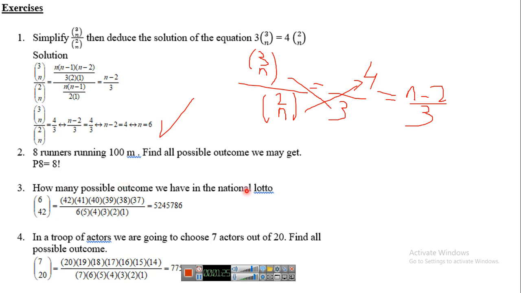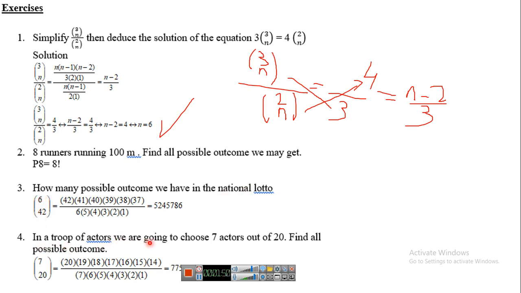How many possible outcomes do we have in the national lotto? We know in the national lotto we want to get 6 numbers out of 42. Is repetition allowed? Can we have two numbers the same, the number 5 and number 5? Certainly not. So it's either a combination or an arrangement. Is order of the numbers important? No, it's not. You can win no matter what the order of the numbers is. You don't have order here. So it's a combination 6 out of 42.